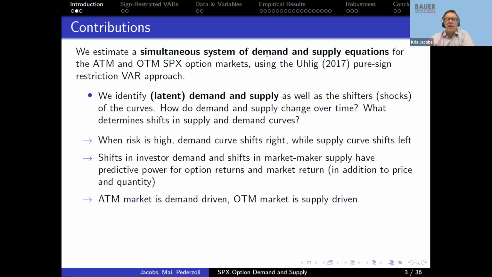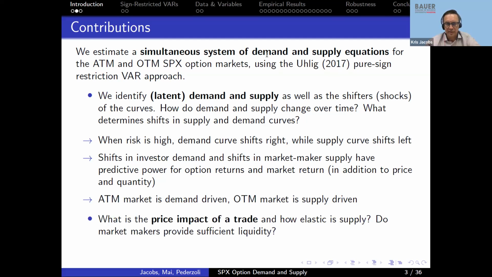I'm also going to show you results that suggest, pretty much in line with my prior, that the at the money market and the out of the money markets are quite different, in the sense that the at the money market is more demand driven, whereas the out of the money market is more supply driven. This is a very easy analysis to do just as a byproduct of what you get from estimating the VAR. And then finally, for some people this is probably the main point of interest in the paper. I think it's a point of interest.